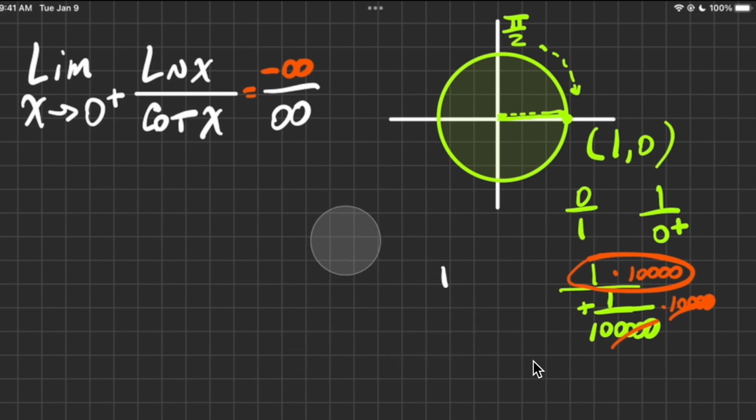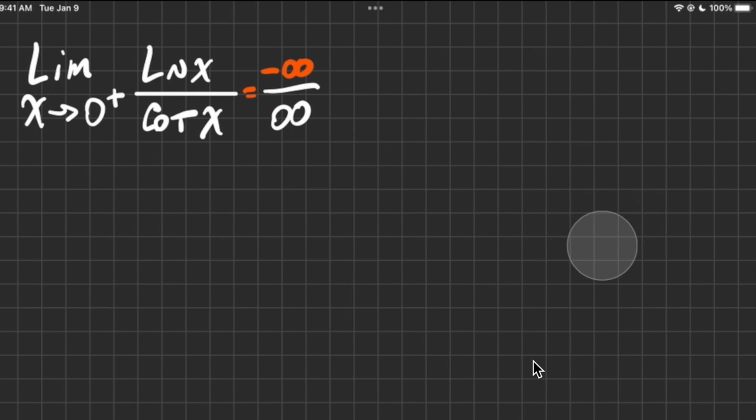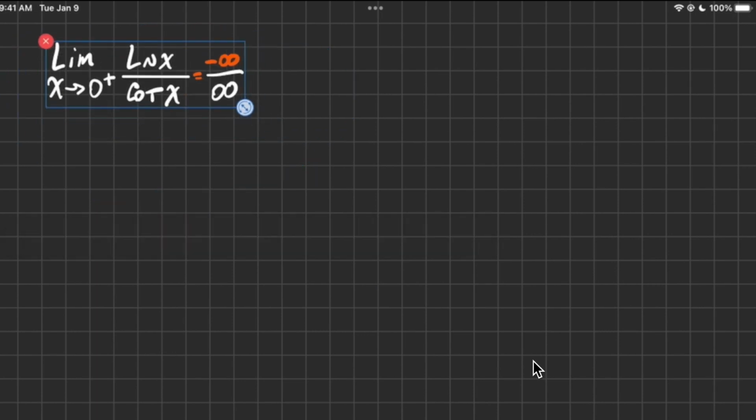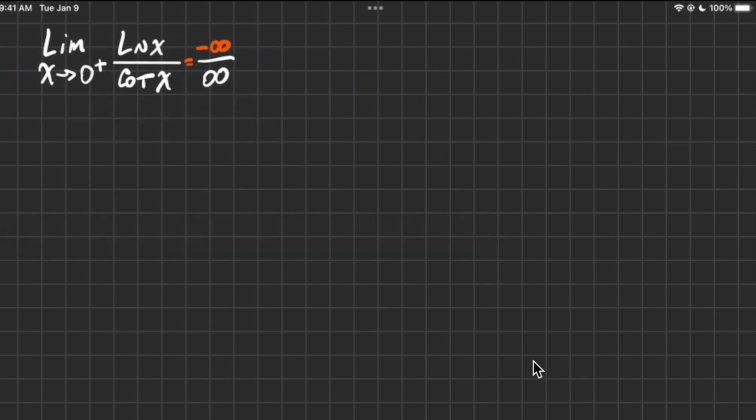Let's get back to our limit. This is L'Hopital's friendly. So we now are going to take the derivative of the top and bottom. We are not going to use the quotient rule. The derivative of natural log of x is 1 over x. That's all in the numerator. The derivative of cotangent of x is negative cosecant squared x. We're going to take, forgot to write my limit.